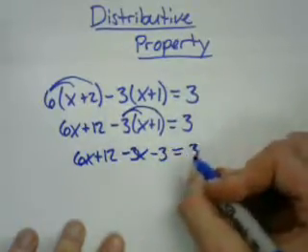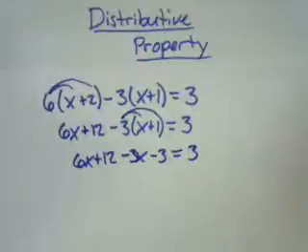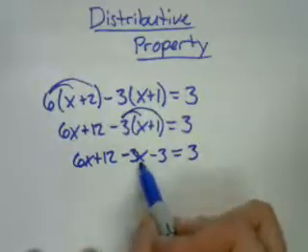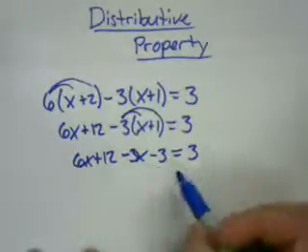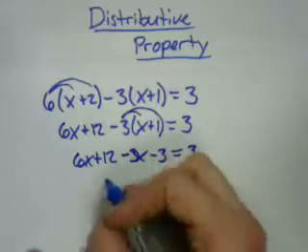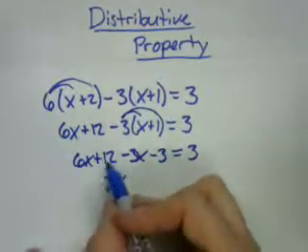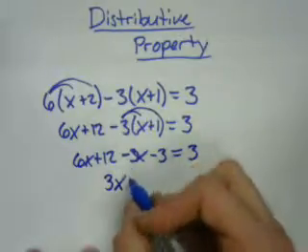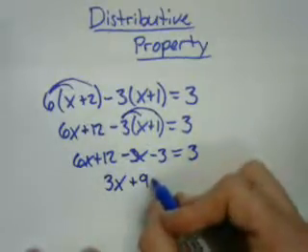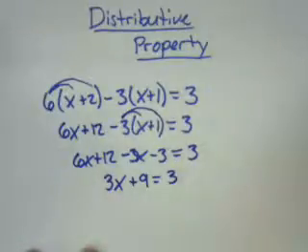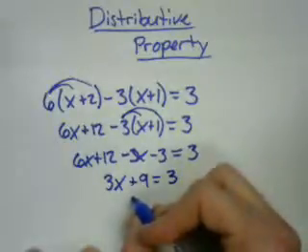This equals 3. So now what I can do, as I've done in a prior video, is combine like terms on the same side. I see x's, which can combine, and I see constants, which can also combine. So 6x minus 3x is 3x. And then 12 minus 3, well, that is 9. So I'm going to say 3x plus 9, and I'm just going to copy down the equal sign and the other side. From there, it's just a two-step equation.